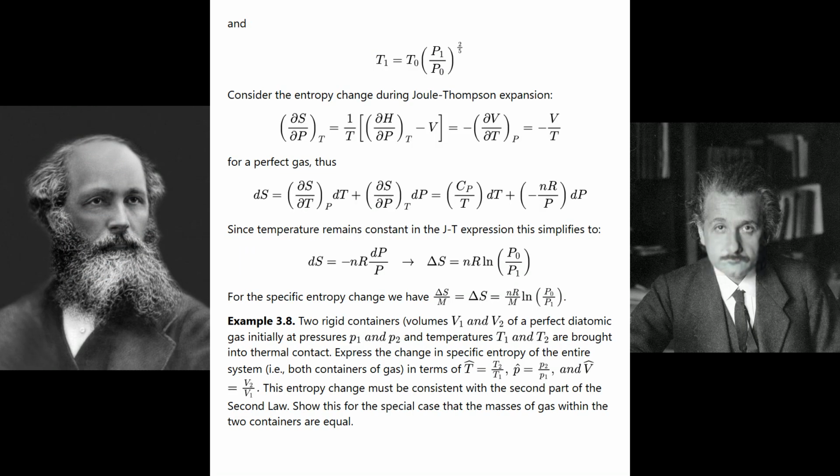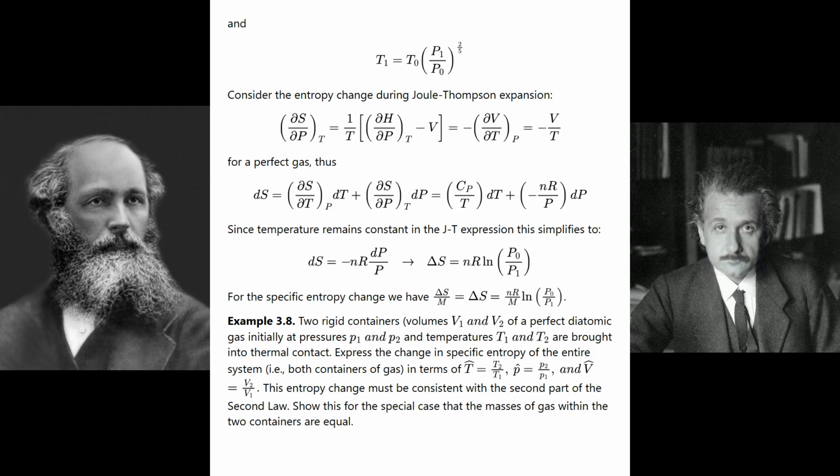Consider the entropy change during Joule-Thomson expansion. See the next equation. For a perfect gas, thus, see the next equation. Since temperature remains constant in the JT expansion, this simplifies to see the next equation. For the specific entropy change we have delta S over M equals delta s equals nR over M ln of the fraction with numerator P sub 0 and denominator P sub 1.